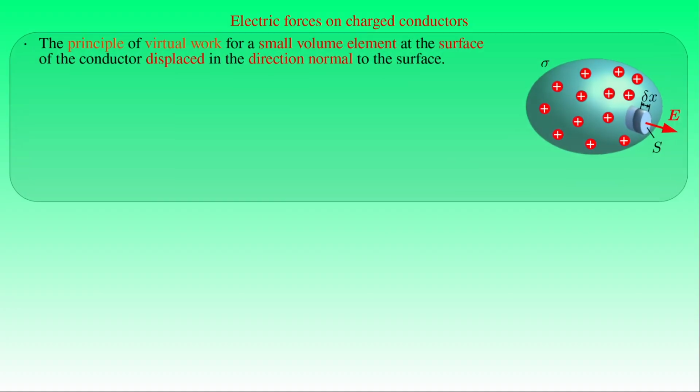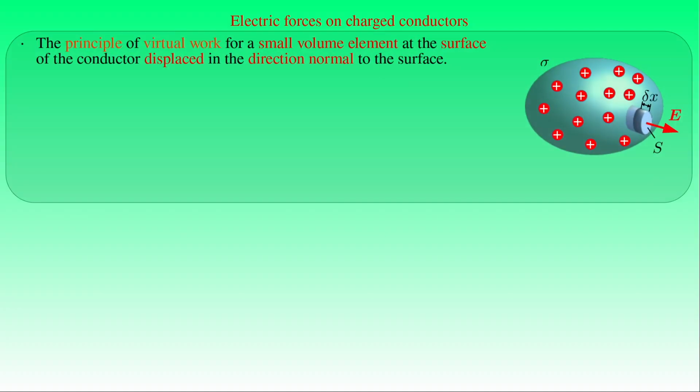We can also deduce the same result for the force on a charged conductor by applying the principle of virtual work. We determine the virtual work done while an infinitesimal volume element of the conductor at its surface is displaced in the direction normal to the surface. The cylindrical volume element has the base of surface area S and its height is given by the virtual displacement delta x along the surface normal.